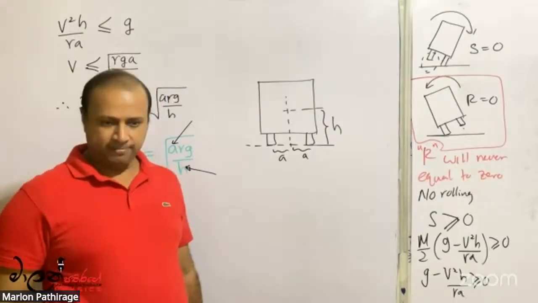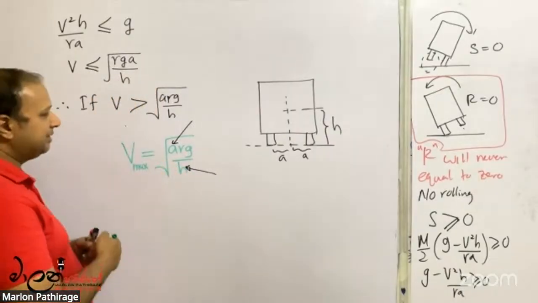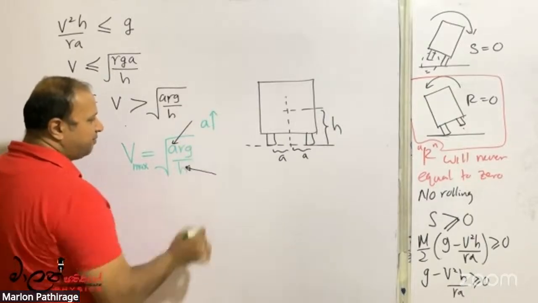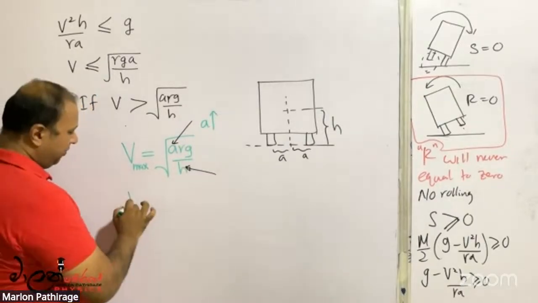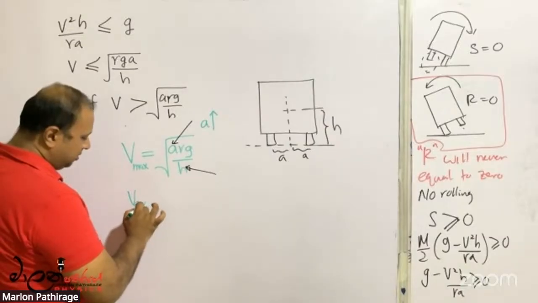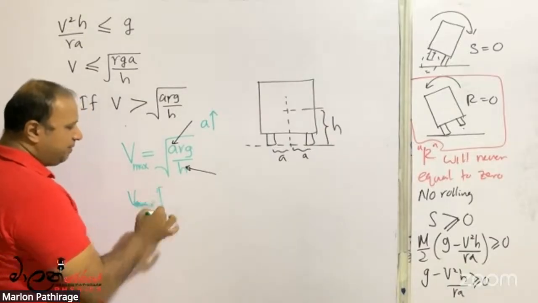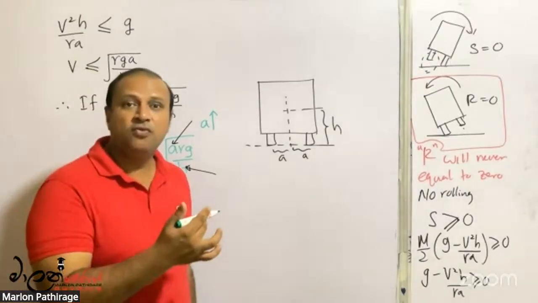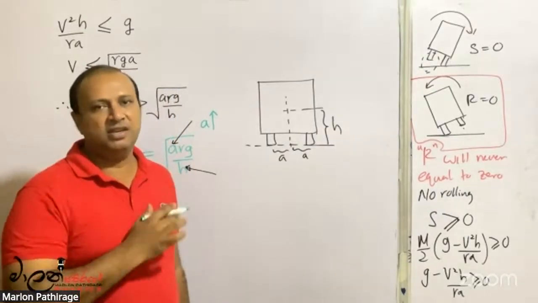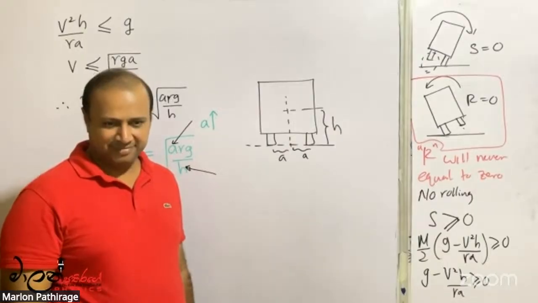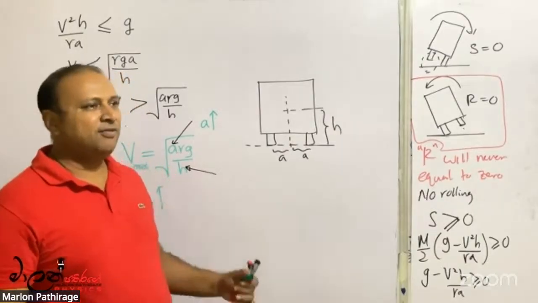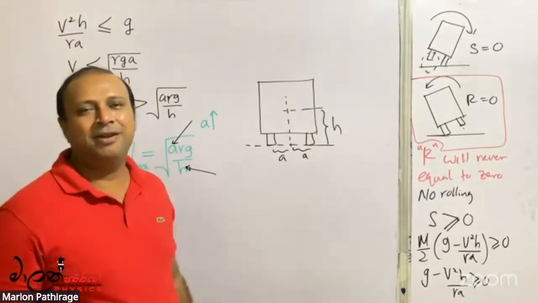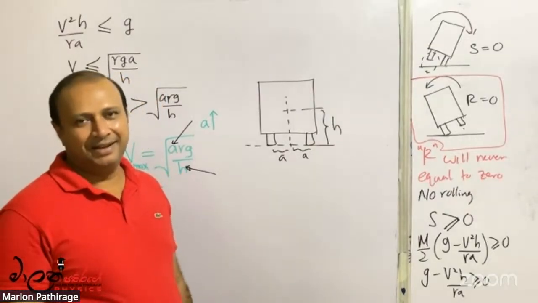without rolling. And what happens if we increase A? If I increase A, Vmax also increases. Vmax increasing means we can move faster than the previous case. So if I want to go fast, what kind of method should I take? Definitely my vehicle has to be a bit wider. The vehicle has to be a bit wider.